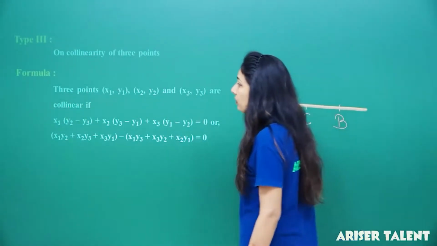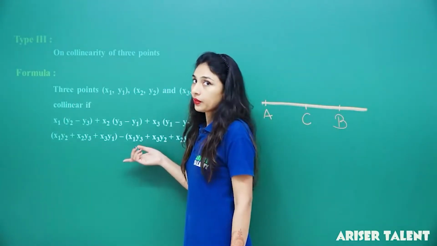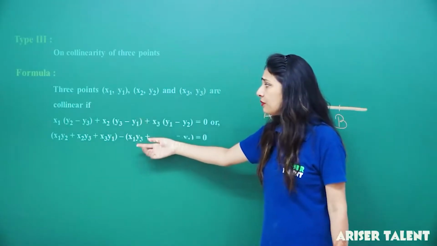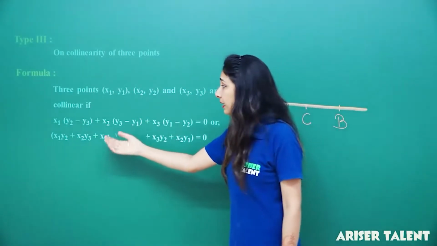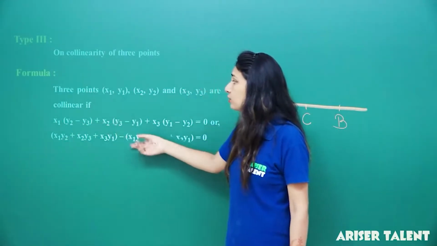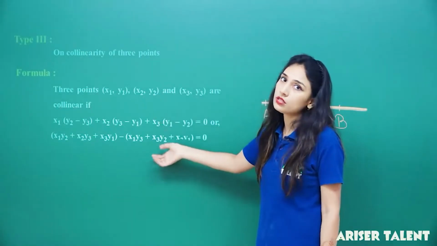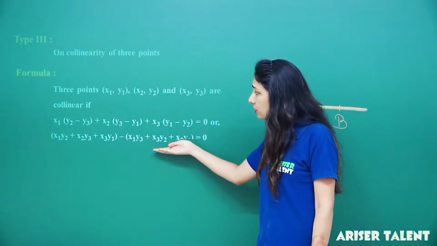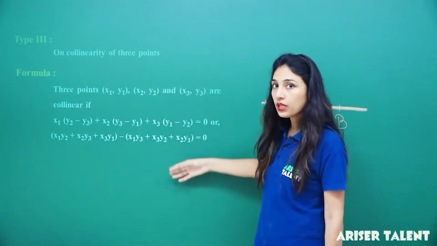Now, if I go with the second area formula, this is exactly the same. If you open the bracket, we'll find these two values are the same. So, either this or this has to be 0. If this is 0, that will also be 0, because both are the same.